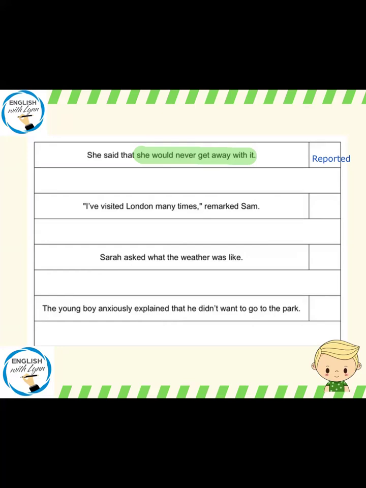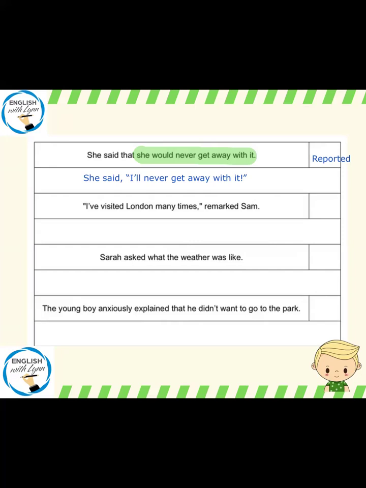So what she's doing, and I will put it as a contraction, I'll never get away with it. And then I'm going to have the exclamation mark and the speech marks at the end. So notice, not only have we changed our tense, we've also changed the pronoun in it.